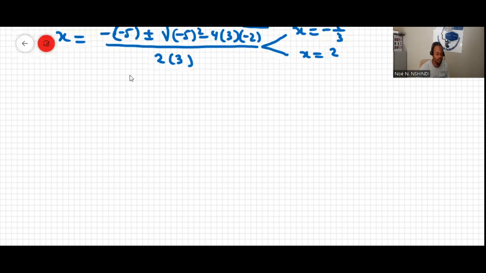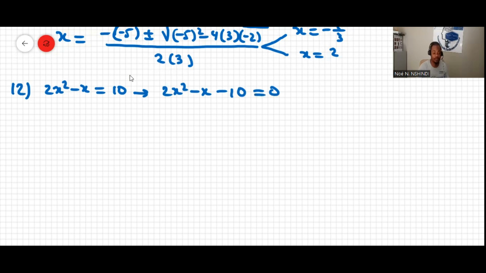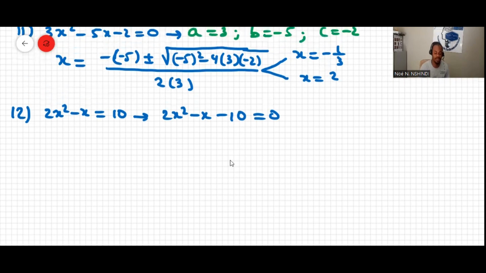And we can do question 12. 2x² minus x equal to 10. So that makes 2x² minus x minus 10. I move the positive 10 over to form a quadratic trinomial. Now we can use the formula, or we can still factorize here. Maybe this time let's factorize.